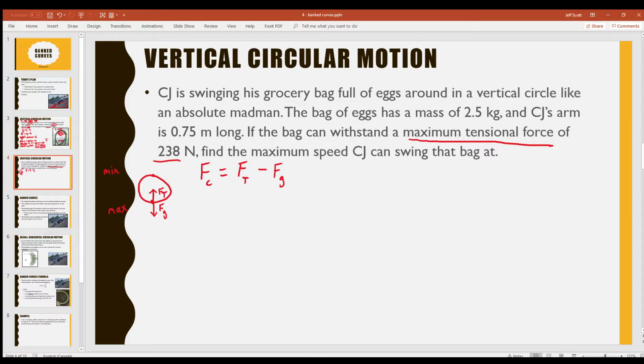So once we have this established, we should also start establishing what our formulas are for each of these. Just like before, we're going to notice we're going to work with a maximum speed. There were two different formulas for centripetal acceleration.